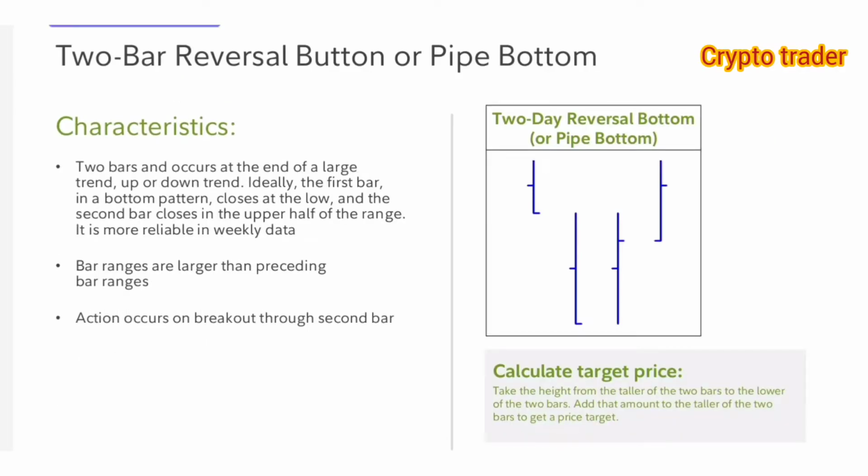Two-bar reversal, button or pipe bottom. Characteristics: two bars, and occurs at the end of a large trend, up or down. Ideally, the first bar in a bottom pattern closes at the low and the second bar closes in the upper half of the range. It is more reliable in weekly data. Bar ranges are larger than preceding bar ranges. Action occurs on breakout through the second bar.